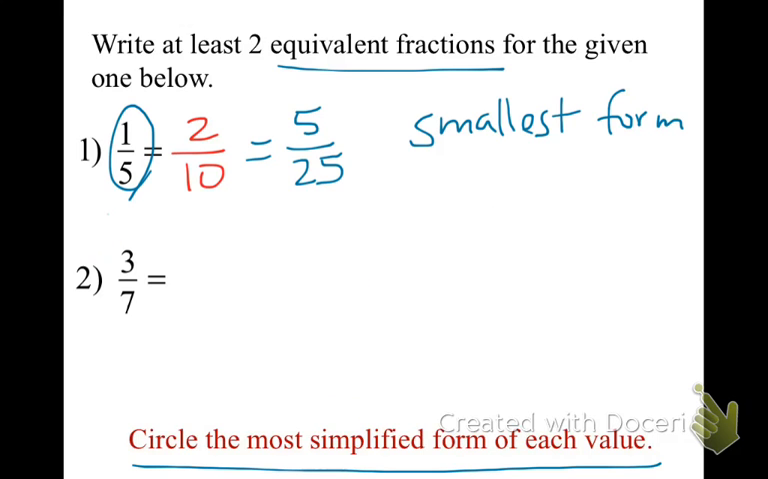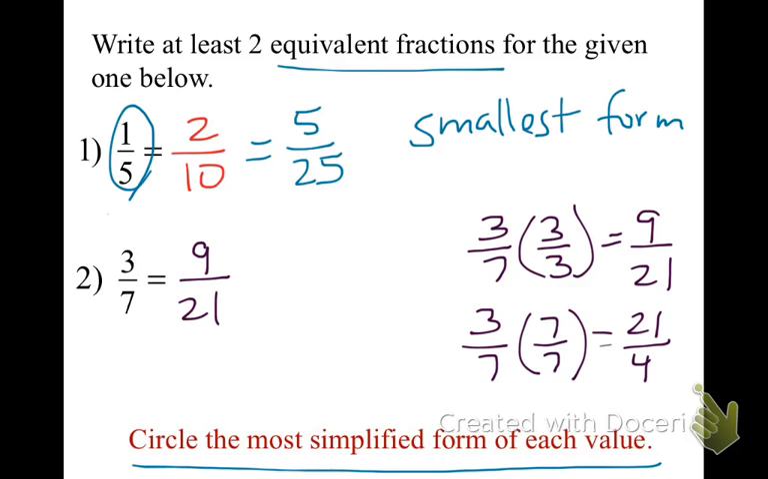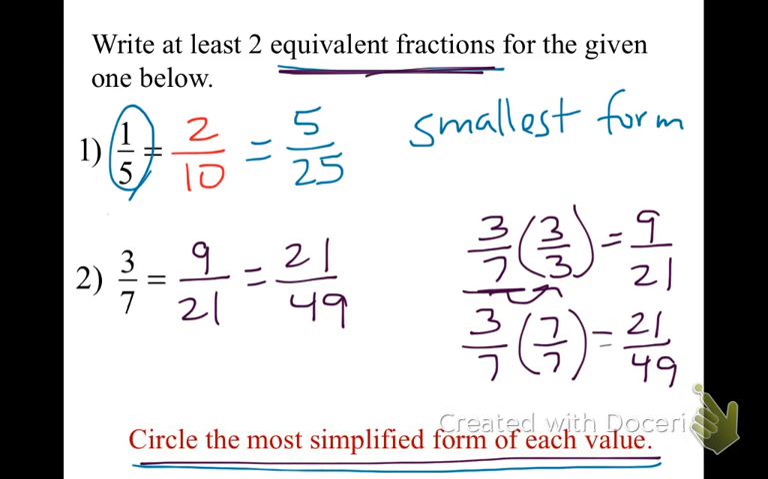So as long as you do your math right, you can pick any number. Let's do 3/7. I'm going to multiply this one by 3, so I get 9/21. And let's pick 7, and I get 21/49. Once again, they're still all equivalent because I'm multiplying the same exact fraction just by 1. And if I have to circle the most simplified, it's our original because we're always looking for the smallest form.